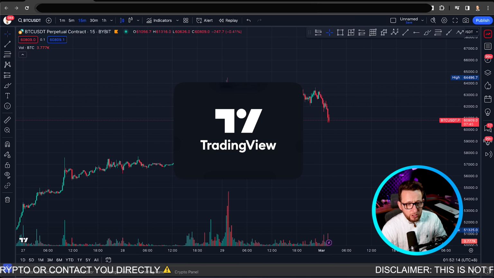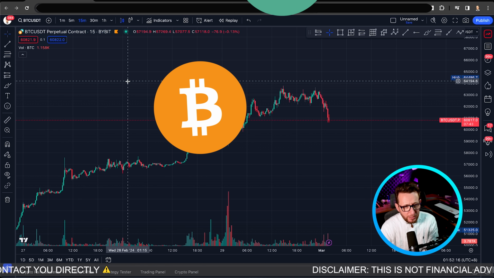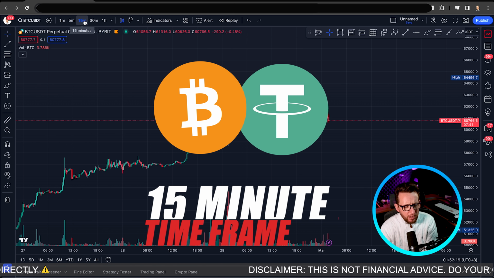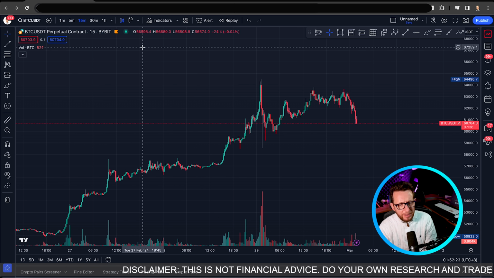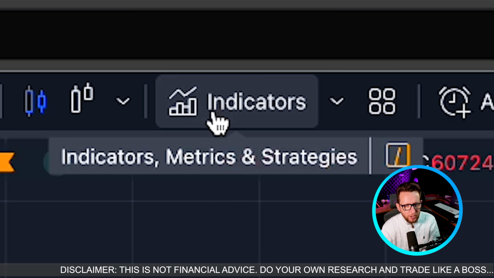Okay, here we are on Tradingview on BTC USDT on the 15-minute time frame. I'm using data from Bybit. We're going to go and add our indicators, so I'm going to go up here and click on indicators.